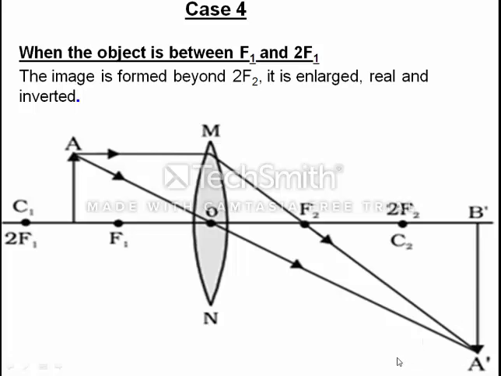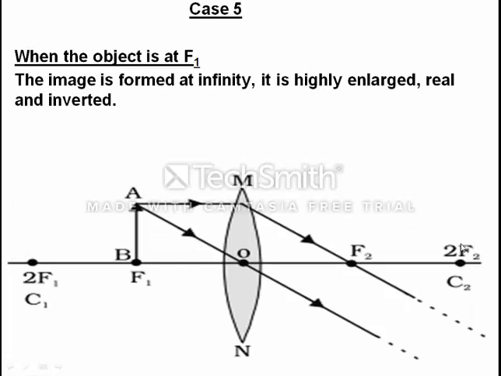So what is happening here? We are saying that the image is forming beyond 2f2. Second, the nature is real and inverted, and the size is enlarged, meaning larger than the object, or you can say that the image is a magnified image.